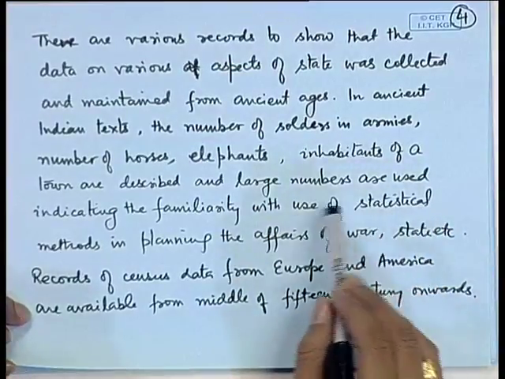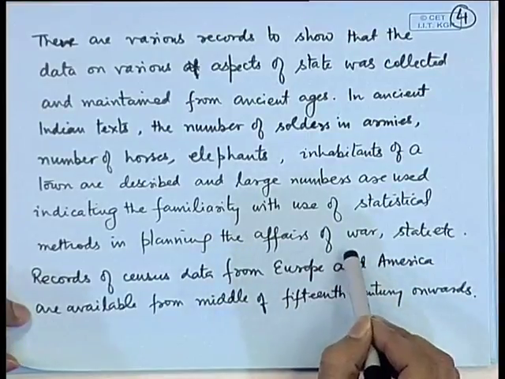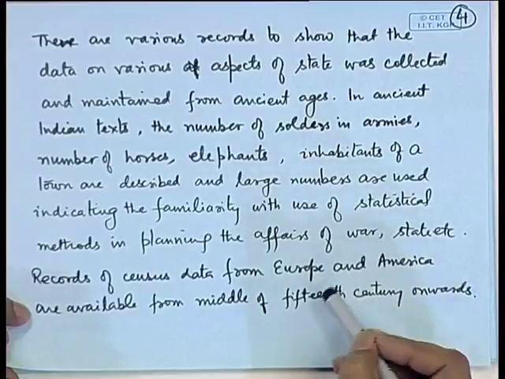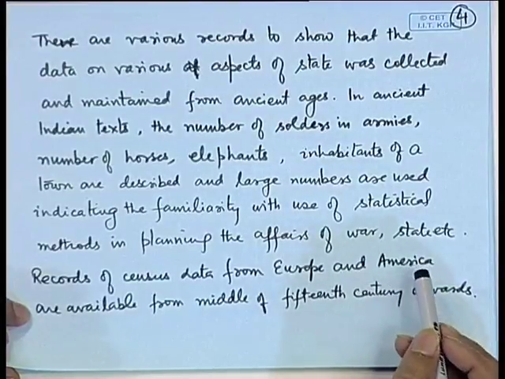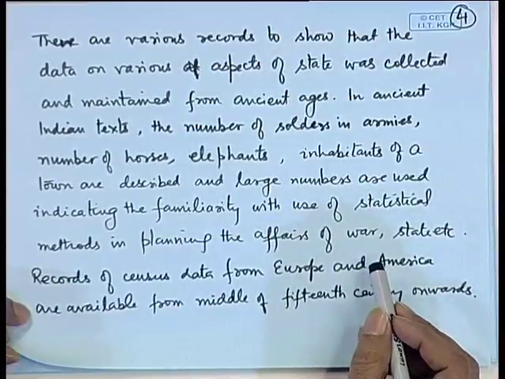It also shows that people were familiar with statistical methods for planning the affairs of war, state, etc. Records of census data from Europe, America, etc. are available from the middle of the 15th century onwards. There is data from England or from Scotland on certain professions, that so many people work in a given profession. This kind of detailed breakup of data is available from European countries and even from the USA from the 15th, 16th and 17th centuries. That means people have been aware of the importance of data as well as statistical methods, how to use and interpret that data, for quite a long time. It is not a new subject.